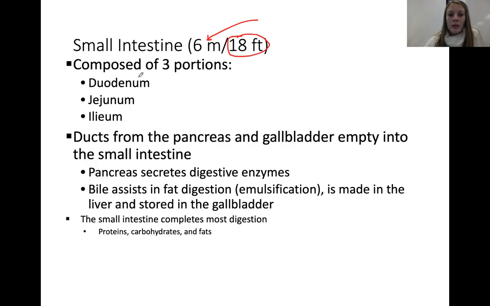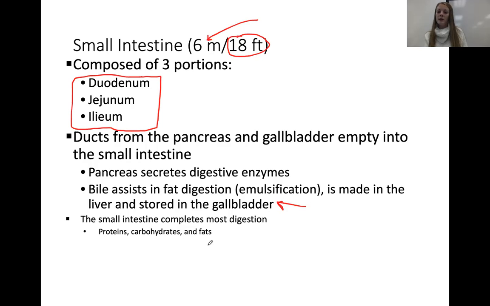It's composed of 3 different portions. These are the 3 portions of that small intestine here. The ducts from the pancreas and the gallbladder empty into the small intestine. So when we have food that is coming down, the pancreas and the gallbladder empty into that small intestine. So remember, our gallbladder is what is getting the secretions from the liver, and the pancreas secretes those digestive enzymes. Bile assists in fat digestion and is made in the liver and stored in the gallbladder, which is essentially what we just talked about.